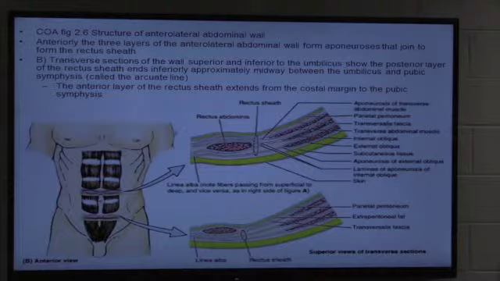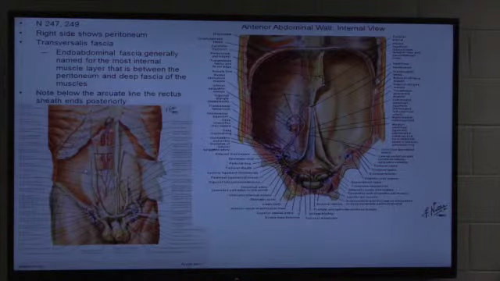I'll start above the arcuate line first. This middle layer, the internal oblique, was split and passing anteriorly and posteriorly to the rectus abdominis. This would be the linea alba medially, this line right here. At the lateral edge of the rectus abdominis was the linea semilunaris, or semilunar line. That's where all these aponeuroses were coming together: external, internal, and transverse abdominis. Below the arcuate line, there was no splitting of the internal oblique. They all passed anterior.